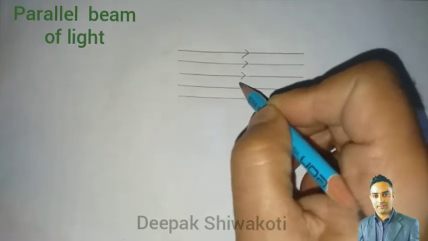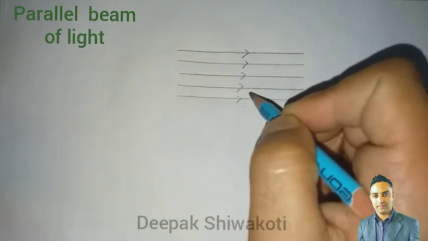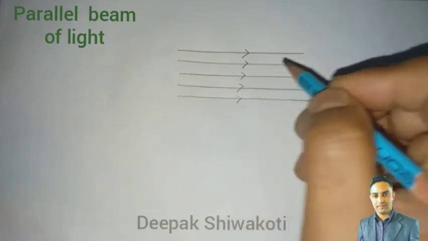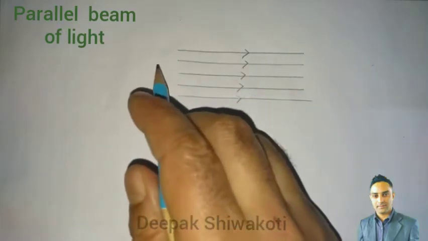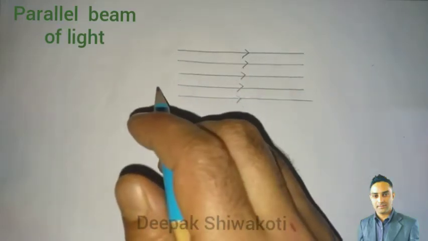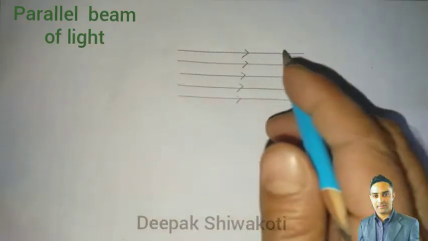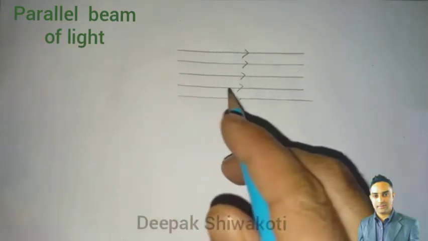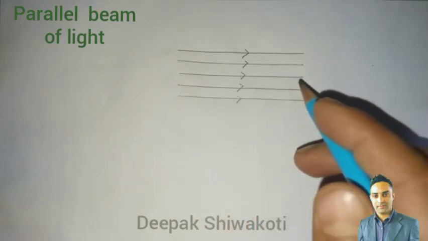These are parallel lines and we are representing these parallel lines as a parallel beam of light, okay? These are a parallel beam of light. Some source of light is this side, okay? From the source the rays are coming out, okay? So these are parallel lines, a parallel beam of light we are representing.